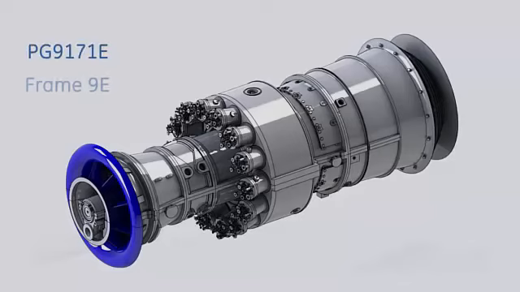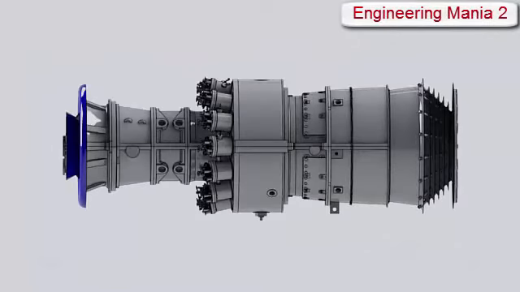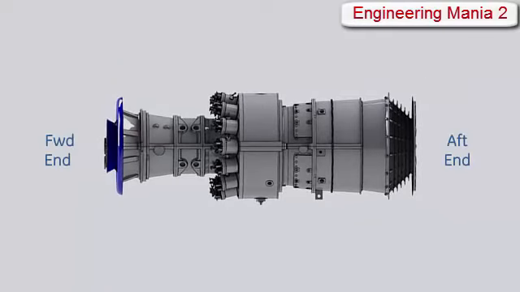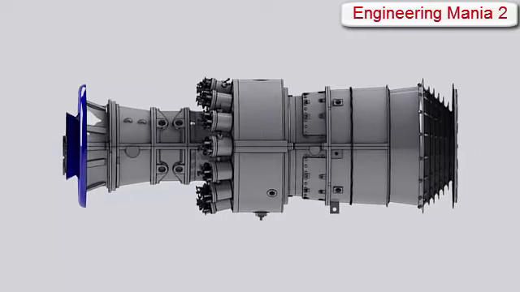PG9171E or Frame 9E. Throughout this video, the air inlet of the gas turbine is considered to be the forward end, and the gas's exit is to be the aft end. The forward and the aft of each individual component are defined in the same manner.